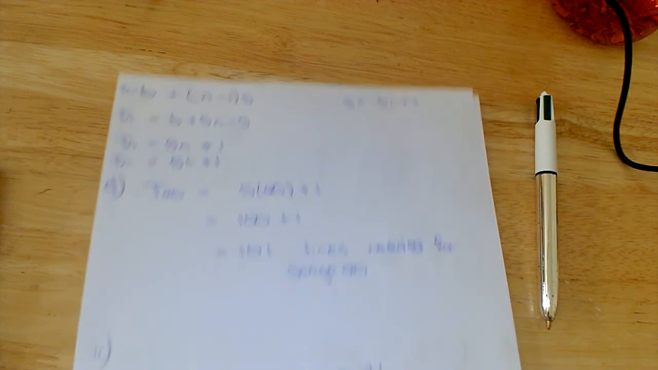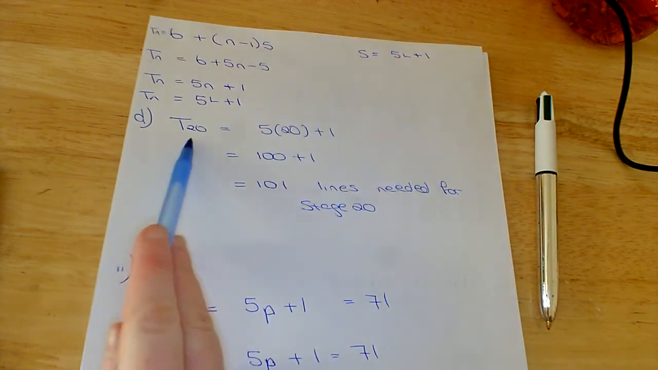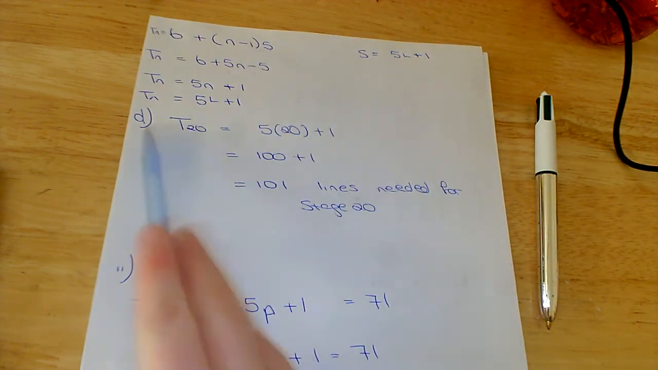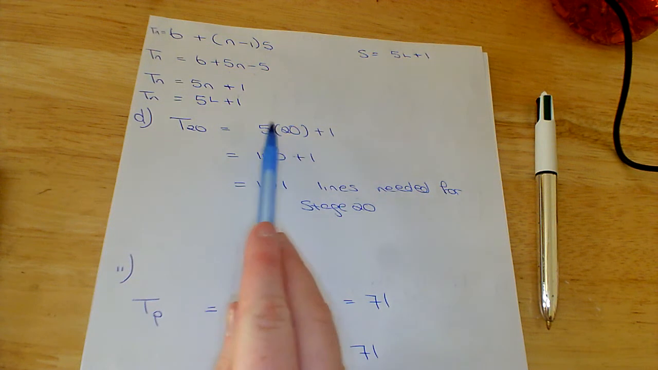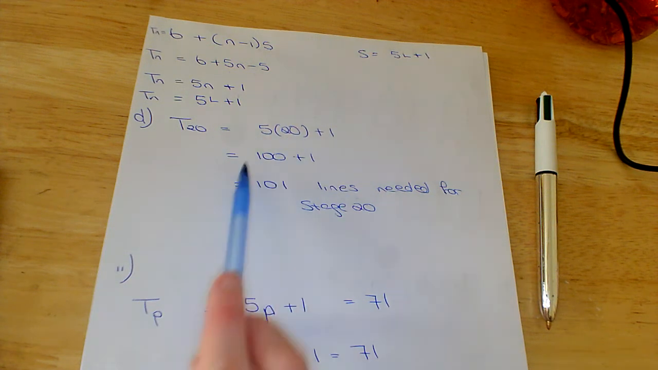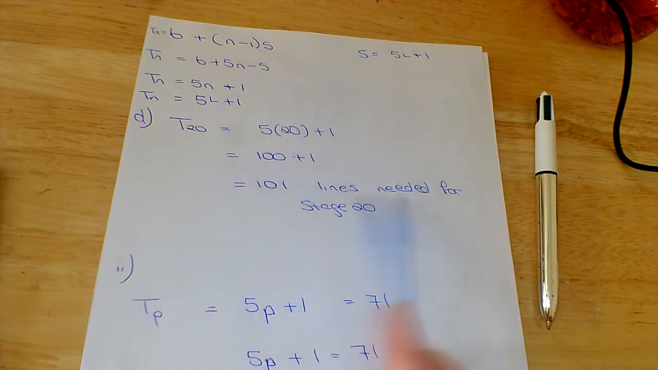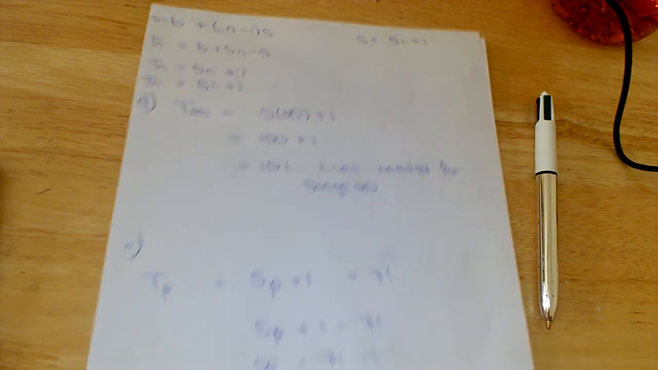Then I'm asked to find the 20th term. So how many are in the 20th pattern? I'd sub in. So I have 5 bracket 20 plus 1 and I get 100 plus 1. So there's 101 lines needed for stage 20.